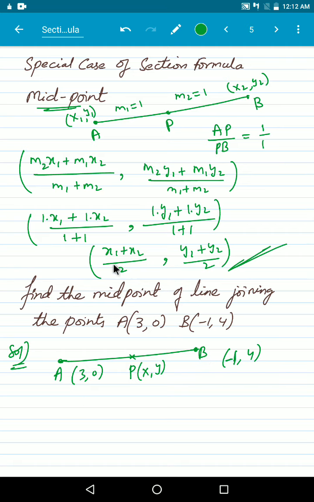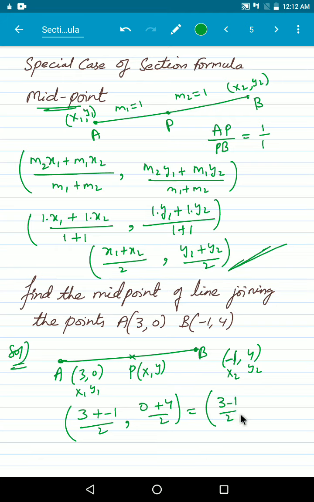So see, x1 plus x2 by 2. Take this as x1 y1, take this as x2 y2. So x1 plus x2 by 2, that is the addition of x values, 3 plus -1, by 2. Y values addition, 0 plus 4, by 2. So this will give us 3 minus 1, plus into minus is minus. So 3 minus 1 divided by 2, 4 by 2. So this is 2 by 2. 4 by 2 is how much? 2. So 2 by 2 is 1. So 1 comma 2. So 1 comma 2 is the midpoint of AB.